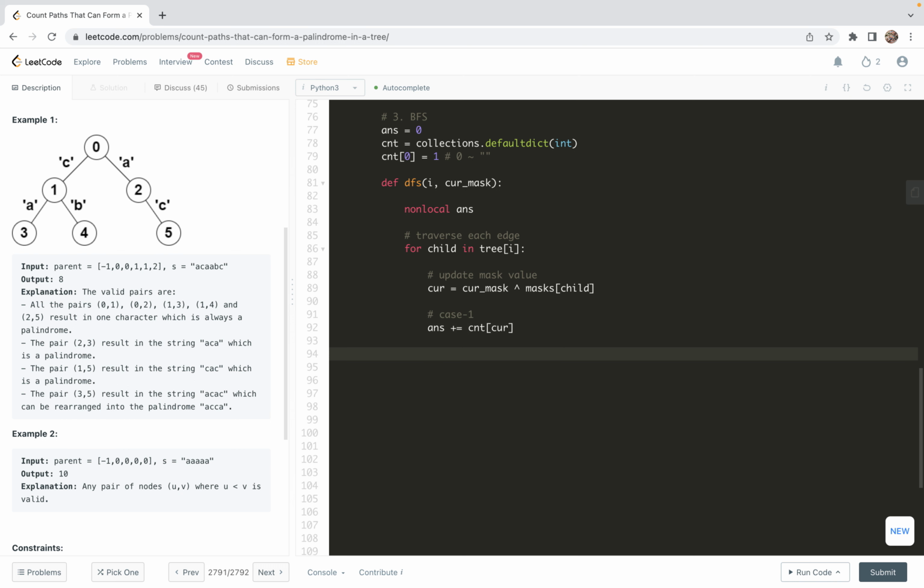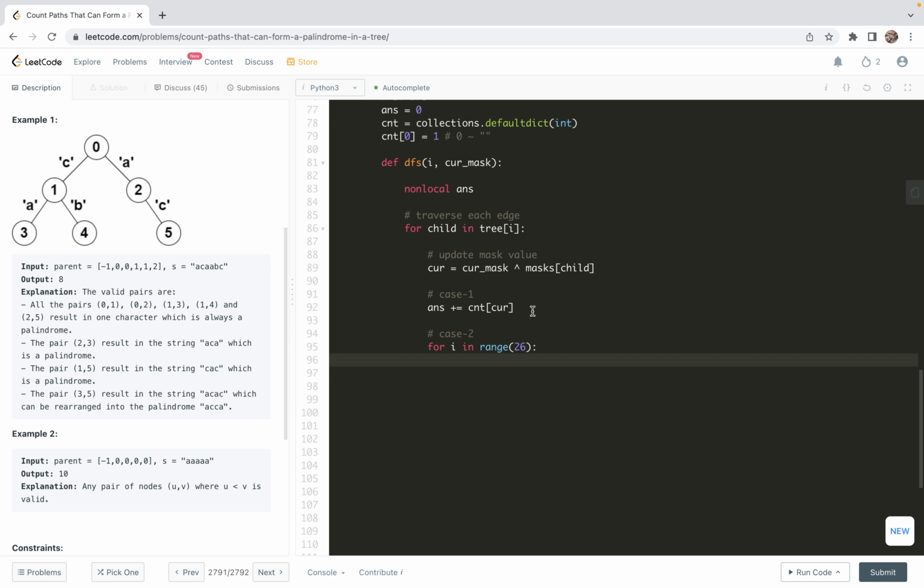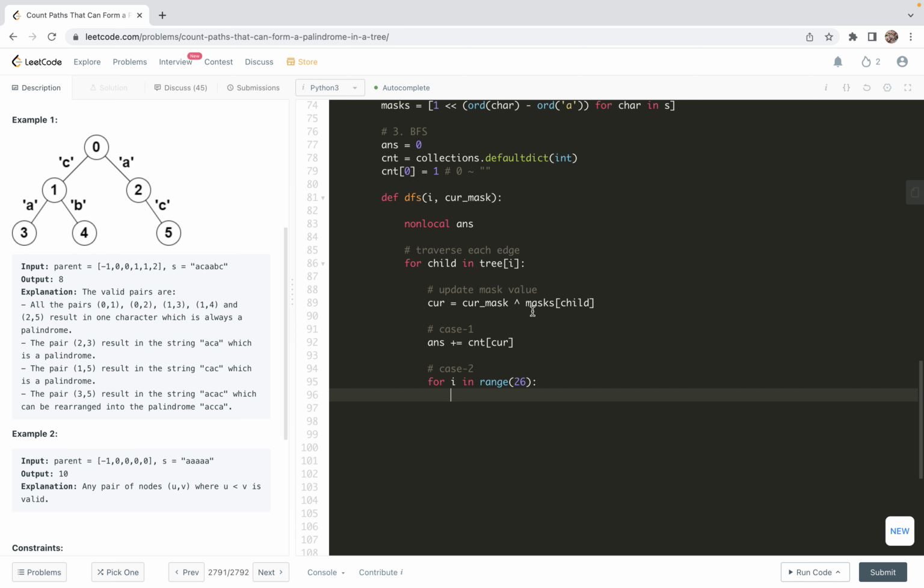And then for the second case, we are going to do this for I in range. So here we use 26 bit positions, in other words, check A and Z. Though some letters may not appear in the string S, so we regard it as appearing an even number of times. This way we are going to increment the answer by checking the contents or frequencies, that is, current exclusive or with 1 shifted to the left by I positions, right?